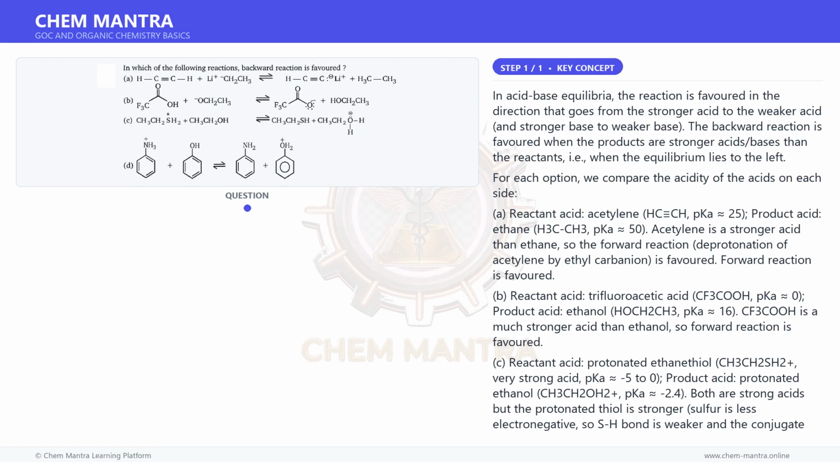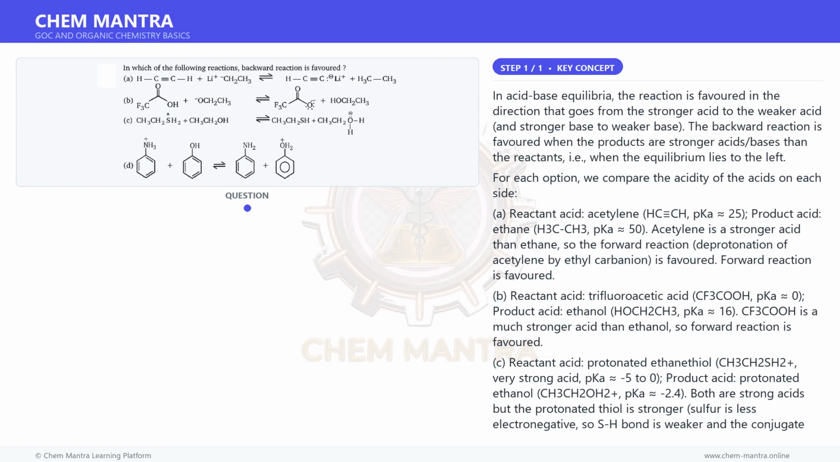A. Reactant acid, acetylene, HCCH, pKa 25; product acid, ethane, H3CCH3, pKa 50. Acetylene is a stronger acid than ethane, so the forward reaction, deprotonation of acetylene by ethyl carbanion, is favored. Forward reaction is favored.